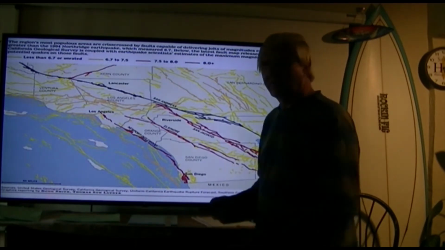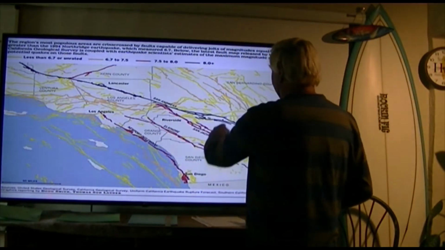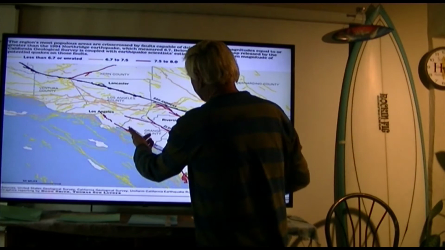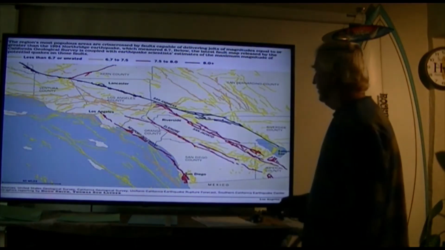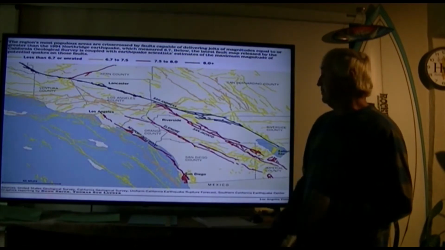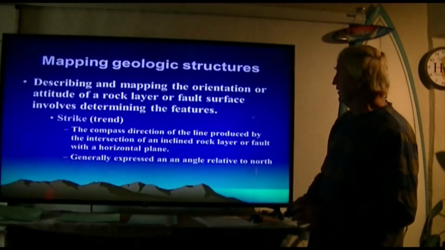So you can see California, we're kind of in trouble. Red line, red line, red line, and the big black one here. So even in Orange County here, we lie between the Elsinore and the Newport Inglewood faults. So we have a very high potential for earthquakes in Orange County because of the proximity of those faults.